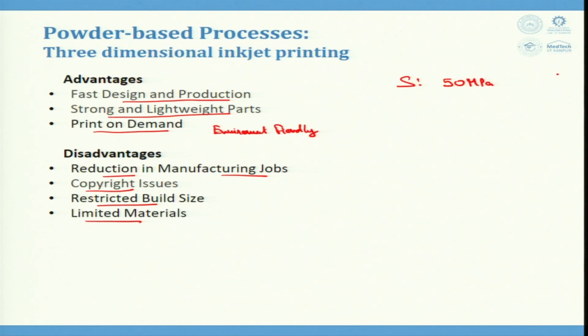The finish that could be gotten from 3-dimensional inkjet printing is between 0.05 to 0.4 millimeter. I am putting a typical finish here, which in inches becomes 0.002 inches to 0.4 mm, that is 0.016 inches.